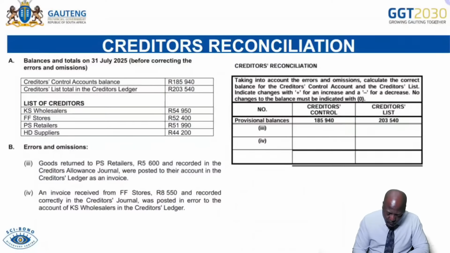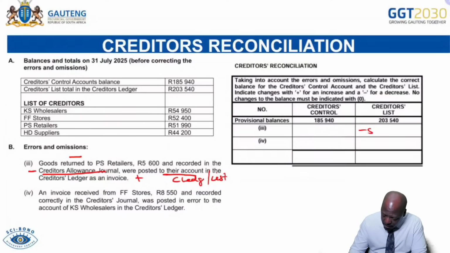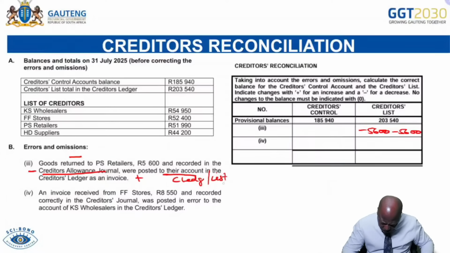Okay, let me go on to the next errors. We have two more errors. Goods returned, we know that if goods are returned, that's a minus. Goods returned to PS retailers for 5.6 and recorded in the CAJ. These goods were recorded in the CAJ, but were posted to the account in the ledger as an invoice. So the error was in posting to their account. The account simply refers to the creditors' ledger, so we're talking the list. When we went to the list, instead of subtracting, we added it. So we are going to subtract minus 5.6, minus 5.6 there. The first one is to cancel the error, and the second one is to do the correct recording.